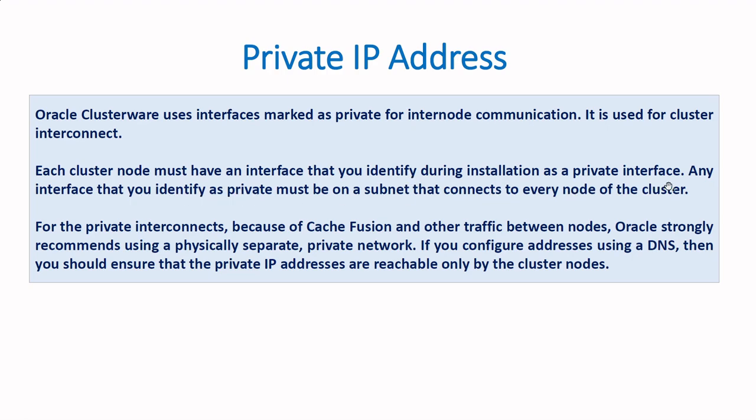Any interface that you identify must be on a subnet that connects to every node. So you need to make sure that whichever interface you define as private, that particular NIC should exist on every node, and it should have the same subnet. You cannot mix and match subnets. The private interconnect is used for cache fusion and other traffic between nodes, and that is why it should be on a separate network. Remember that the private IP address should be reachable only by the cluster nodes. You should not be able to ping the private IP.